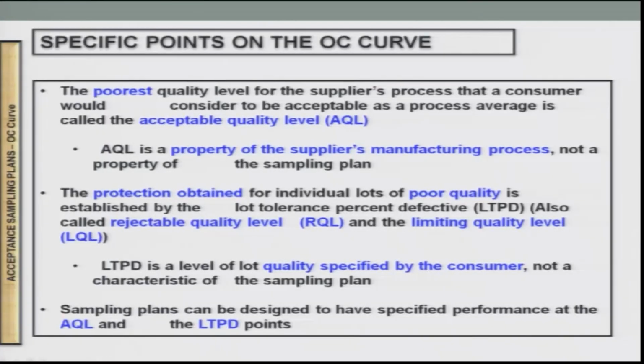Now, going to the second point, the protection obtained for individual lots of poor quality is established by the lot tolerance percentage defective, which is LTPD, also known as the rejectable quality level, which is RQL, or the limiting quality level. Obviously, AQL and LTPD are concepts which generally go hand in hand, that is true, but whether one increases and the other decreases or vice versa, that has to be studied.